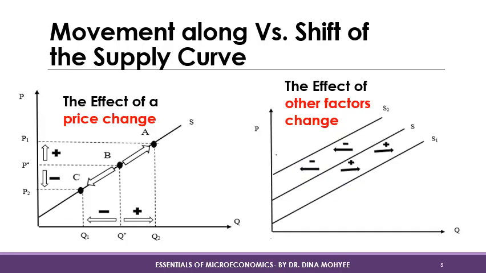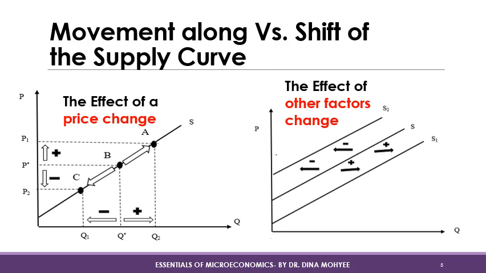Finally, as we did in demand, there is a difference between movement along the supply curve and shifts of the curve. This difference arises from the different effects of a change in the price of a good and changes in other determinants of supply.